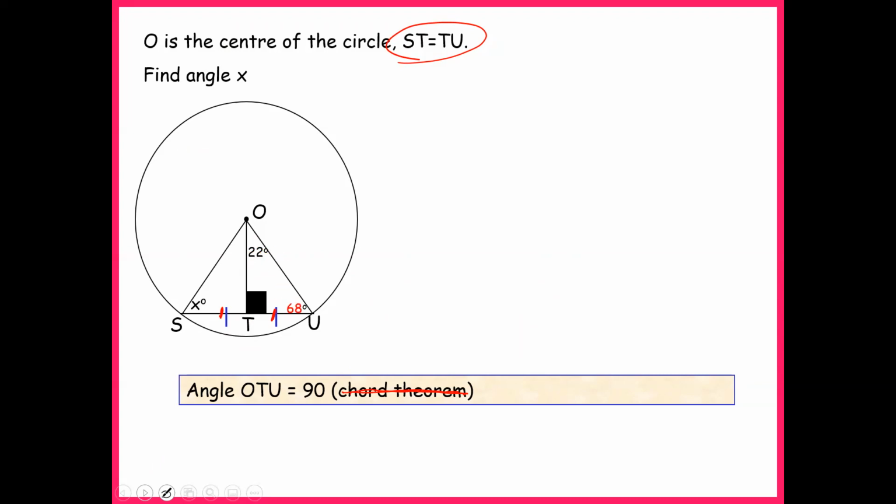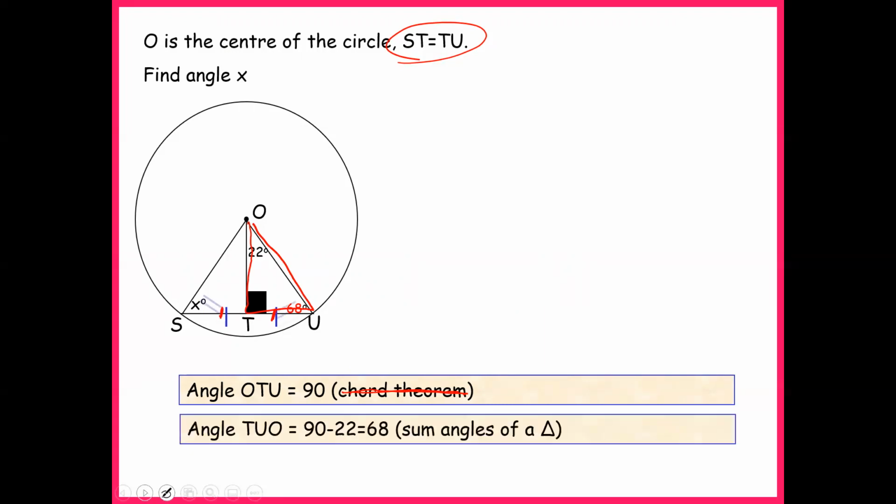And then we can find that using sum of angles of a triangle, and the triangle I'm highlighting is in red. We take 180 minus 90 minus 22, which is 68. Now we know that angle is 68, so surely OS is equal to OU. And if OS is equal to OU, we have radii. Therefore, we see an isosceles triangle.